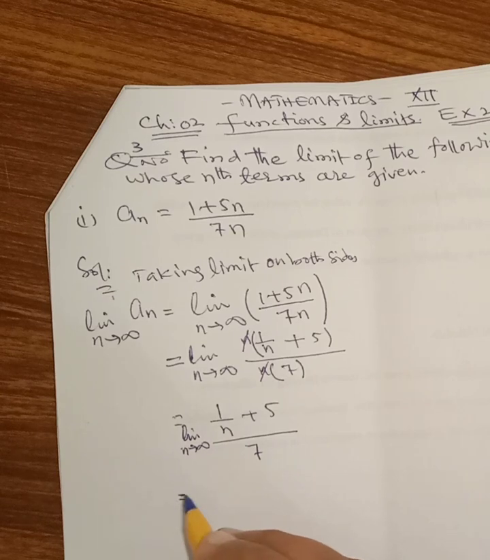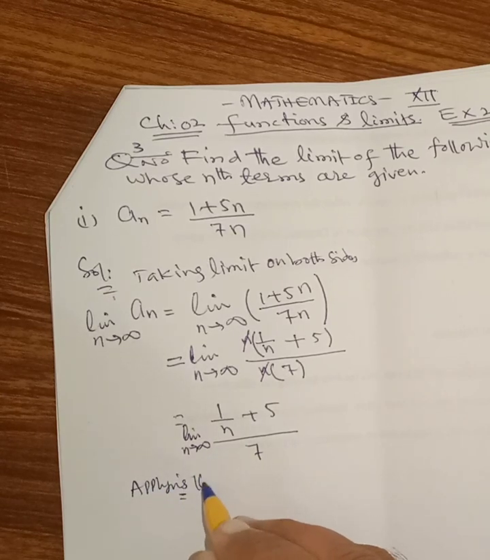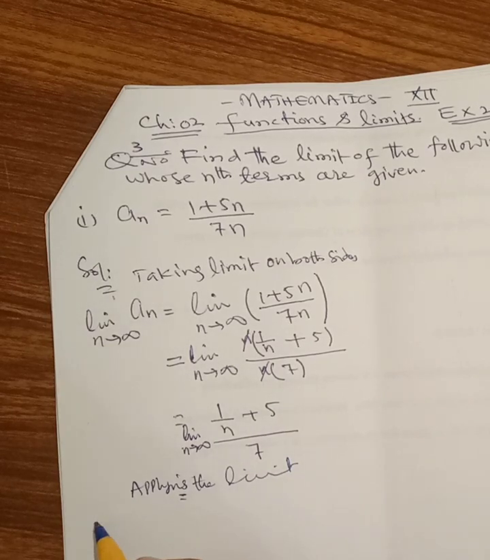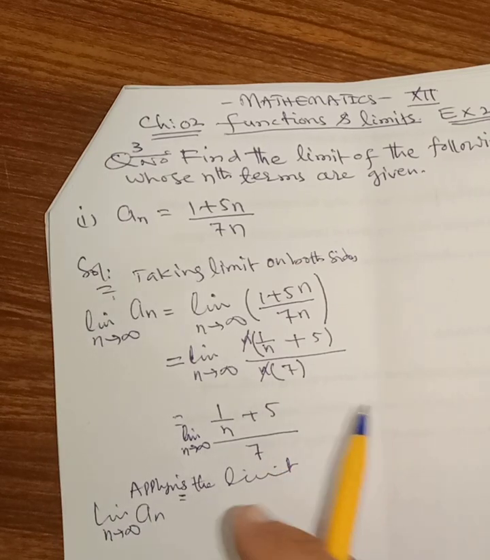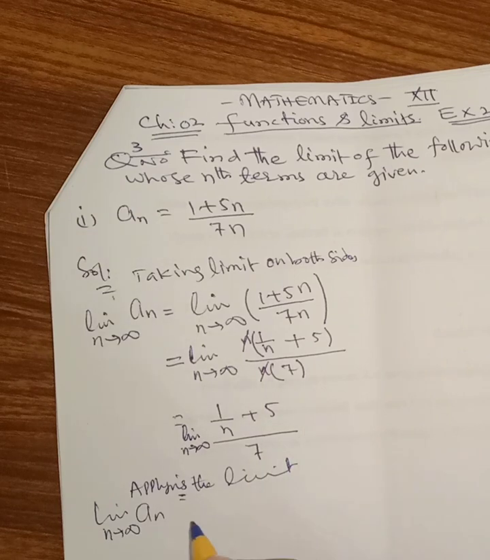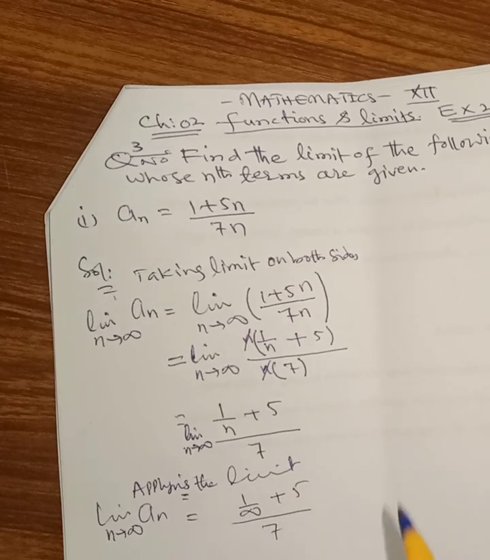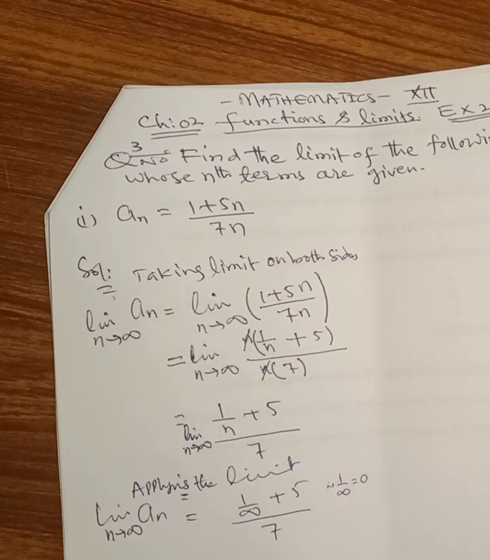Applying the limit means you have to write the infinity in place of n. So that is 1 over infinity plus 5 over 7, and we know that 1 over infinity is equal to 0.